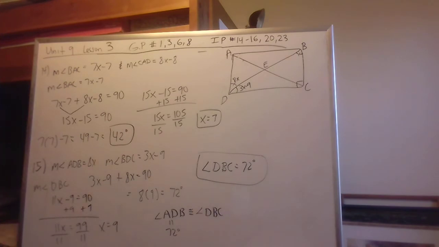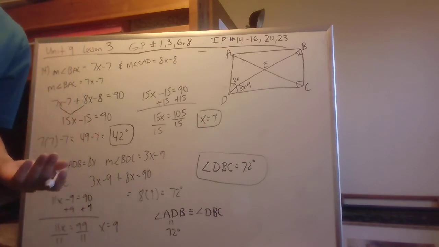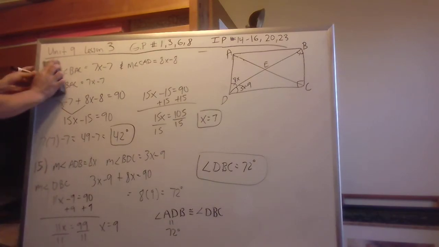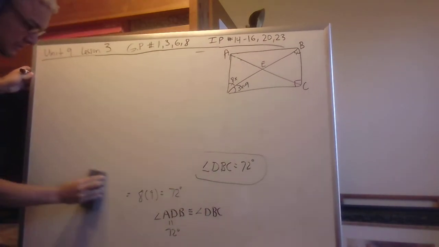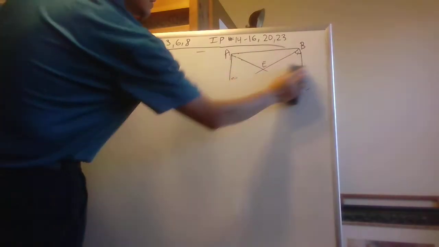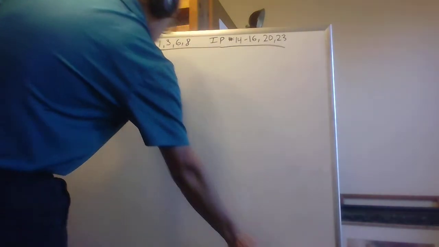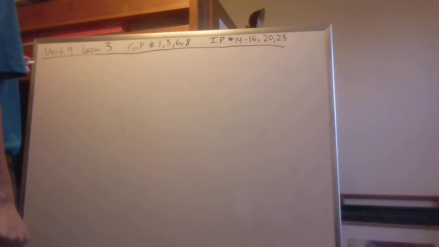Okay, so now we're going to move on to problem. I'm going to skip 16 because we've done a lot of these problems in the guided practice portion. And because I have class in less than 5 minutes, I want to at least get problem 20 and 23 completed. So problem 20 is a proof.